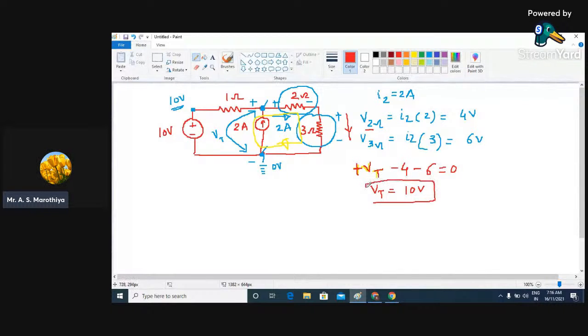10 volt. That means with respect to this particular point, the voltage available at this point is nothing but 10 volt. Now see here, just focus on this particular structure, this structure.